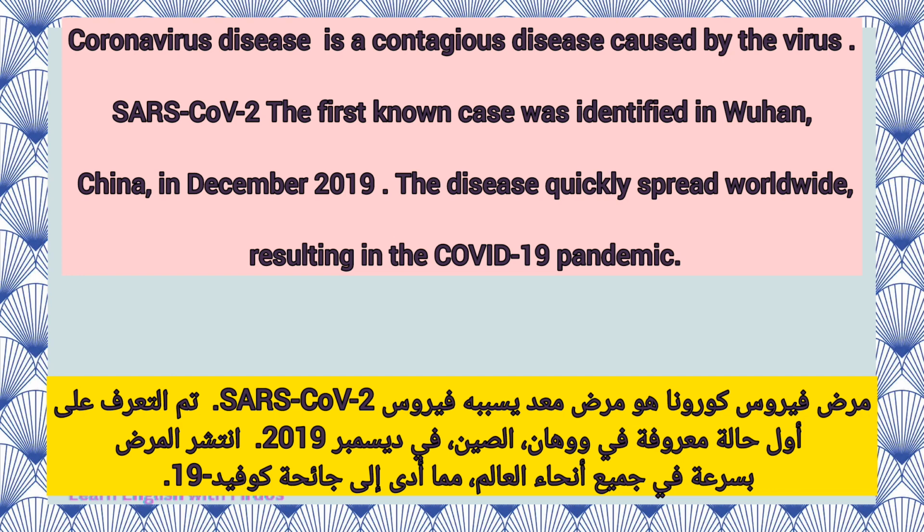Coronavirus disease is a contagious disease caused by the virus SARS-CoV-2. The first known case was identified in Wuhan, China, in December 2019. The disease quickly spread worldwide, resulting in the COVID-19 pandemic.